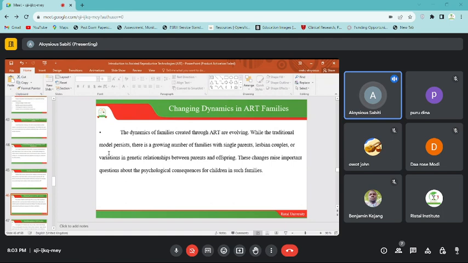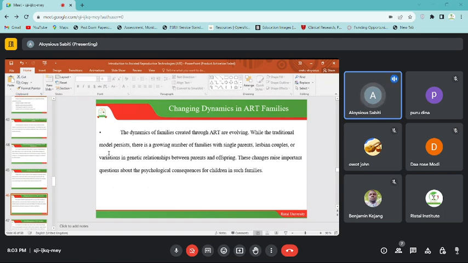So the changing dynamics in ART families today is that the dynamics of families created through ART are evolving. So while the traditional model persists, there is a growing number of families with single parents, lesbian couples, or variations in genetic relationships between parents and offspring. These changes raise important questions about the psychological consequences for children in such families.